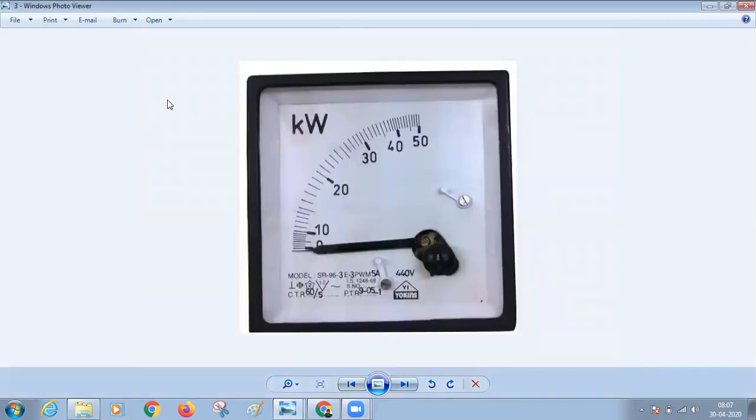Right? If you observe this watt meter, how many symbols does it have? 5 symbols are given here, right? The first symbol is the perpendicular symbol, which means that you have to place the meter perpendicular. And if you observe the second symbol, it is like this.